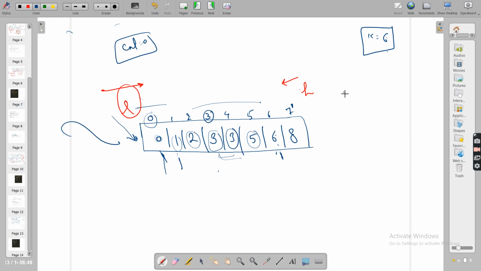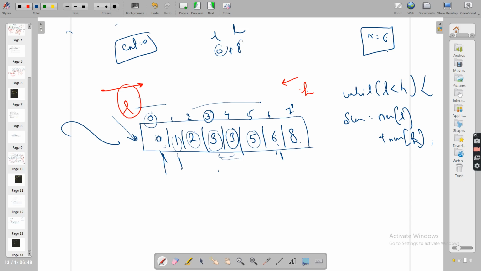Count was 0. So let's say while L is less than H, let's calculate the sum of L and H. So 0 plus 8. Let's say nums of L and nums of H. Sorry for my writing, I'm just doing it fast. See 0 and 8, their sum is 8. L and H, their sum is greater than 6.